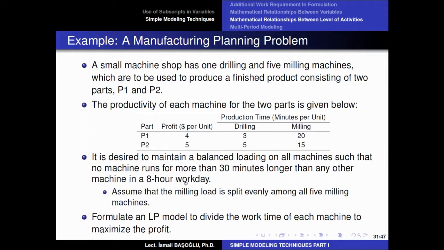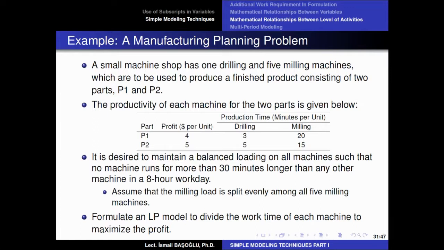workday, and the total workload that we allocate on the drilling machine or any milling machine should deviate from each other by at most 30 minutes. So either the drilling machine can be used at most 30 minutes longer than any milling machine, or any milling machine can be used for a duration that is at most 30 minutes shorter. So the time differences between the loads should be less than or equal to 30.